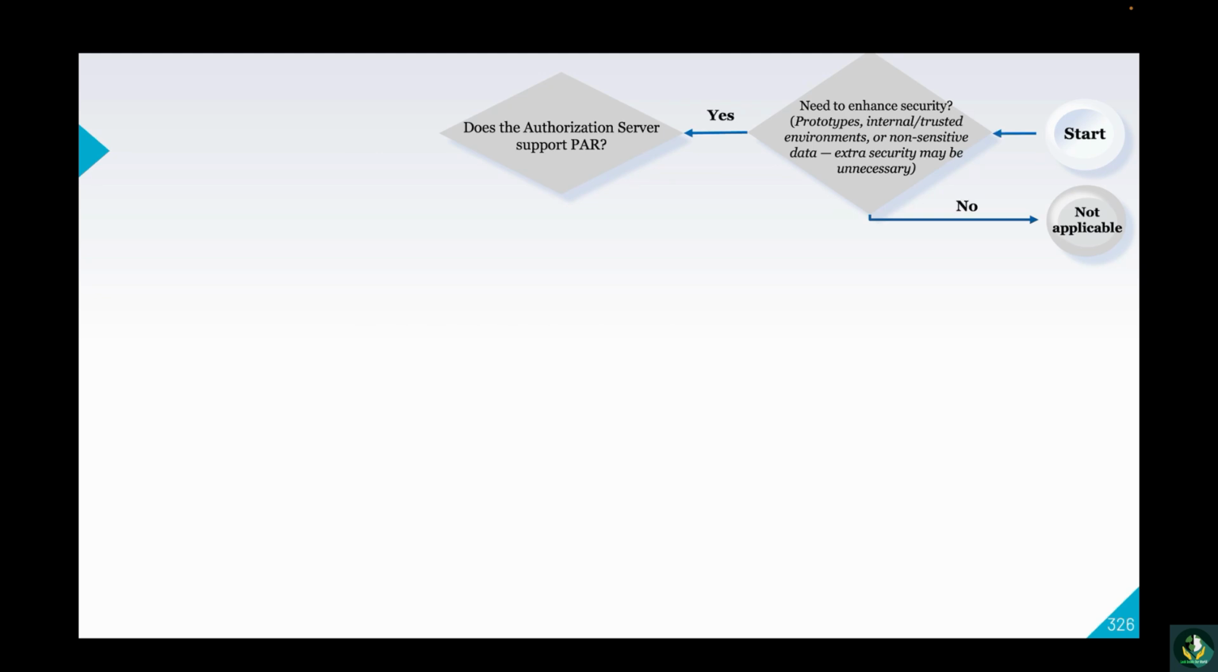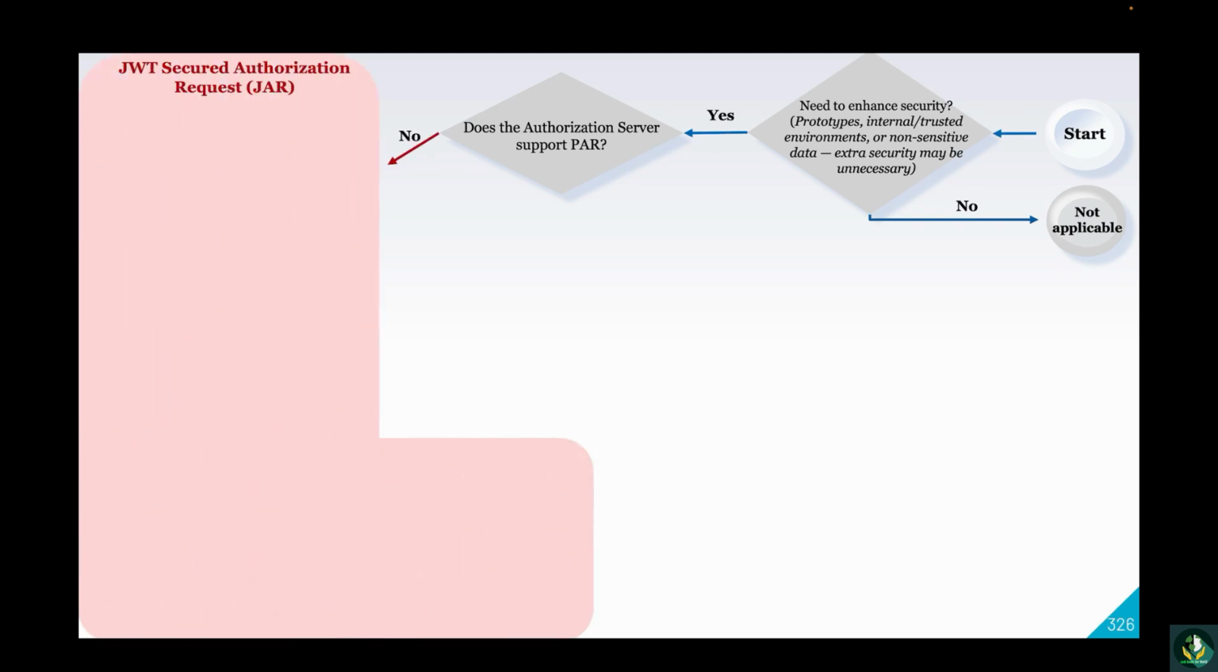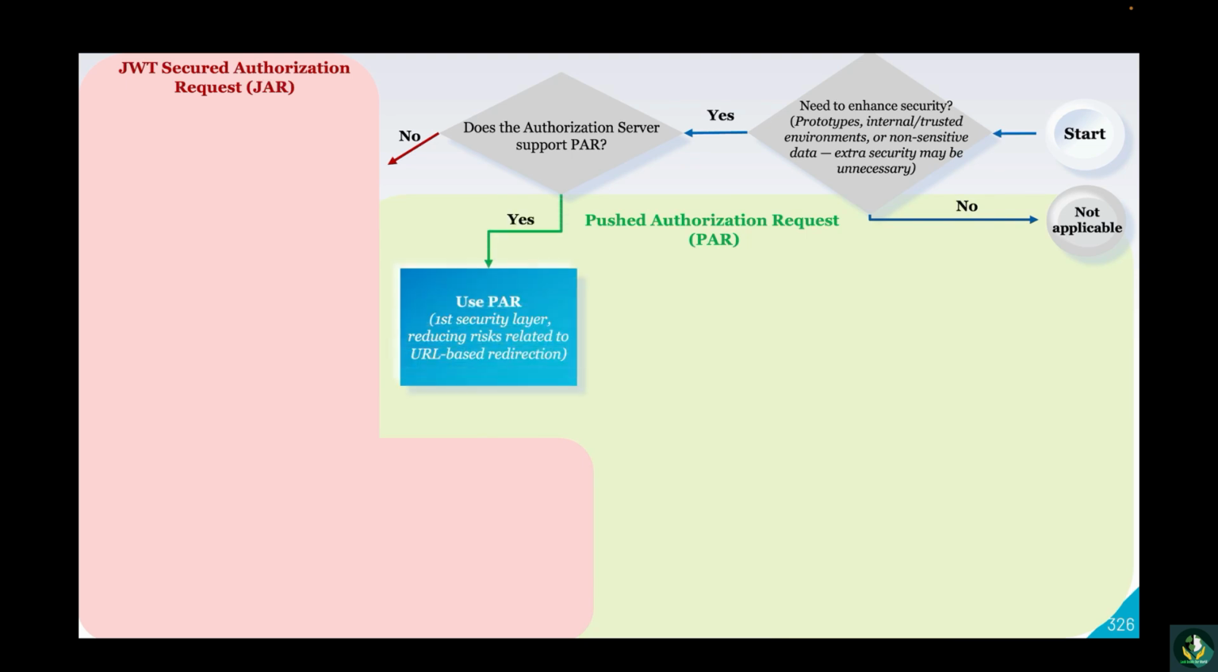Next, we check if the authorization server supports PAR, Pushed Authorization Request. If the authorization server doesn't support PAR, we proceed to the next OAuth 2 extension, JAR, JWT Secured Authorization Request. We'll cover the JAR path shortly. If the authorization server supports PAR, we can use it as our first security layer, which mitigates the risks related to URL-based redirection. Then we move forward to the next step.